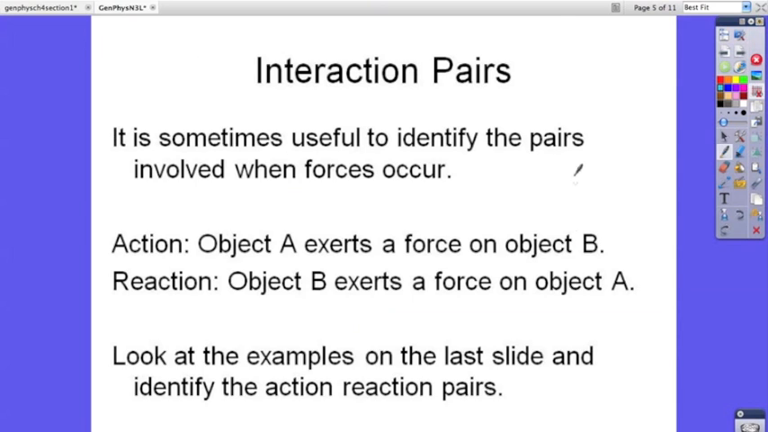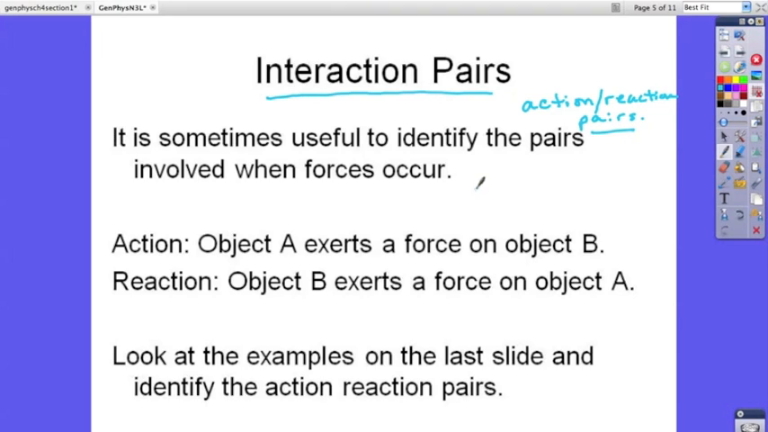It's sometimes useful to identify these pairs. They're called interaction pairs. They're also called action-reaction pairs. I've tried to be consistent throughout all of the worksheets and stuff that you'll be looking at, but if I haven't been, action-reaction pairs and interaction pairs are the same thing. So how can you tell if it's an action-reaction pair? Well, it's easy. It's a pair.